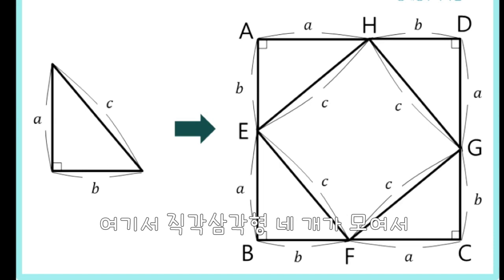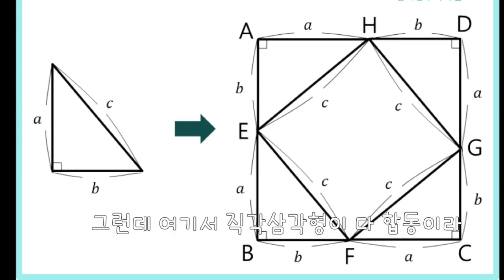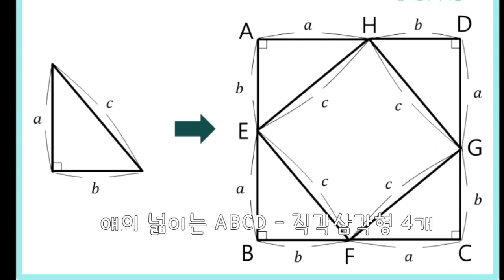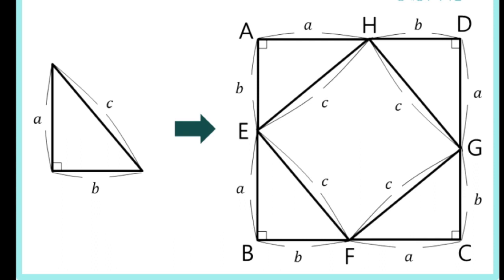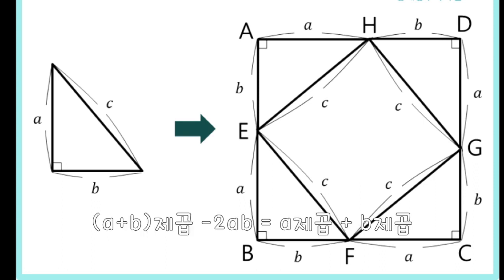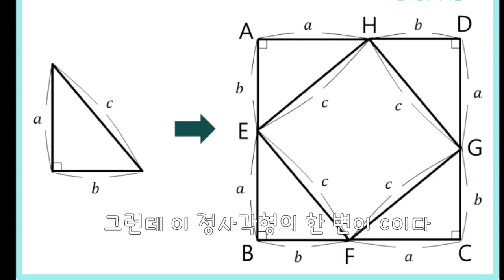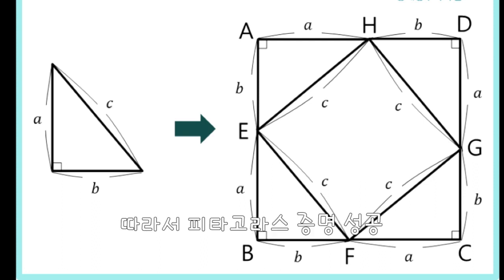Here you can see that four right triangles, AHE, DHG, CFG, and FEB, form a square. Since all the angles are identical, another square is formed in the center. This square has the area of square ABCD minus four right triangles. Each right triangle has an area of ab over 2, so the area of the center square is (a plus b) squared minus 2ab, which is a squared plus b squared. But we also know that this is the same as c squared. The theorem is proved once again.